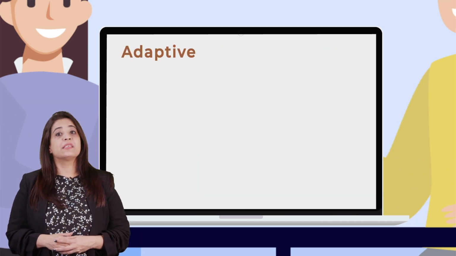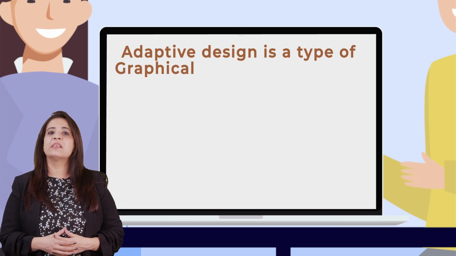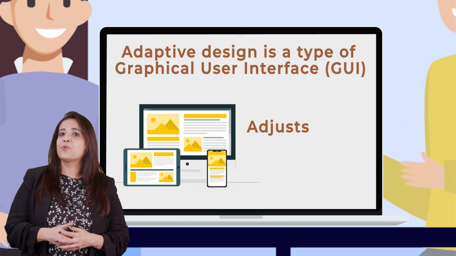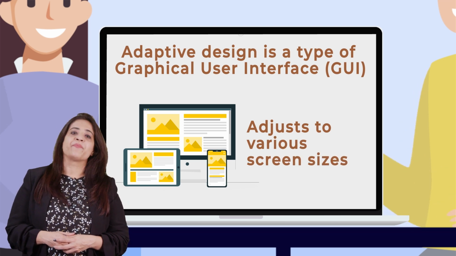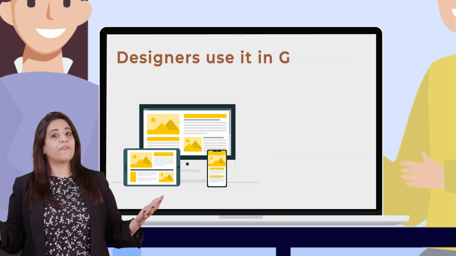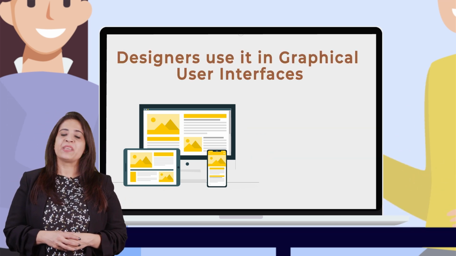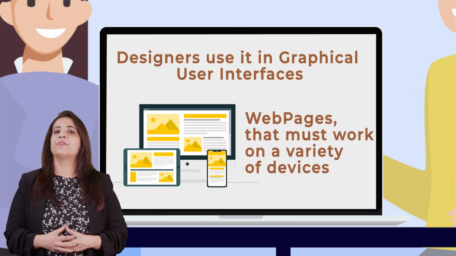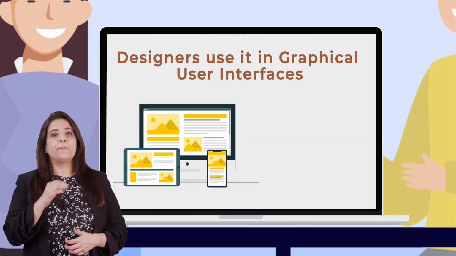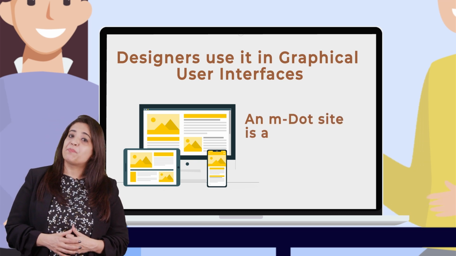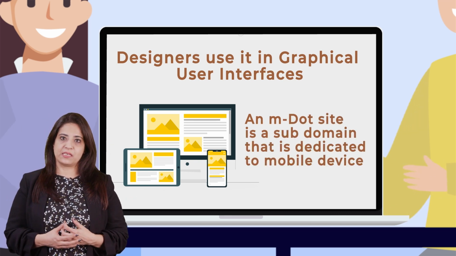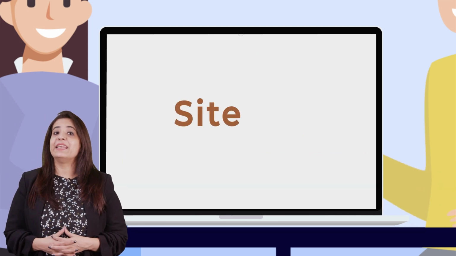Adaptive design is a type of graphical user interface, that is GUI, that adjusts to various screen sizes. Designers use it in graphical user interfaces such as web pages that must work on a variety of devices. M-site is a special subdomain that is dedicated to mobile devices. Let us now discuss sitemap.